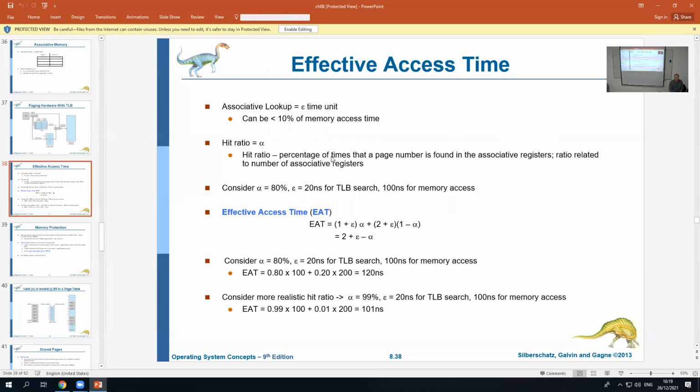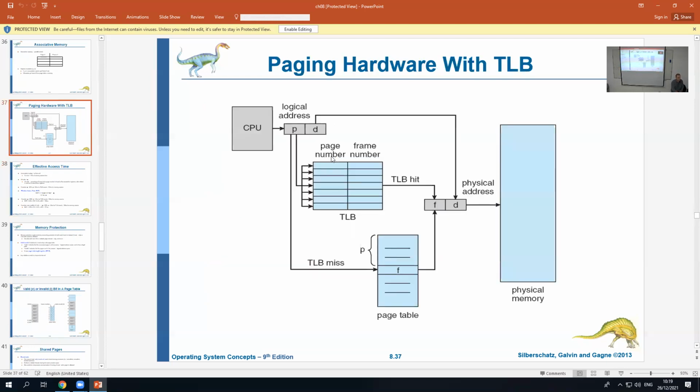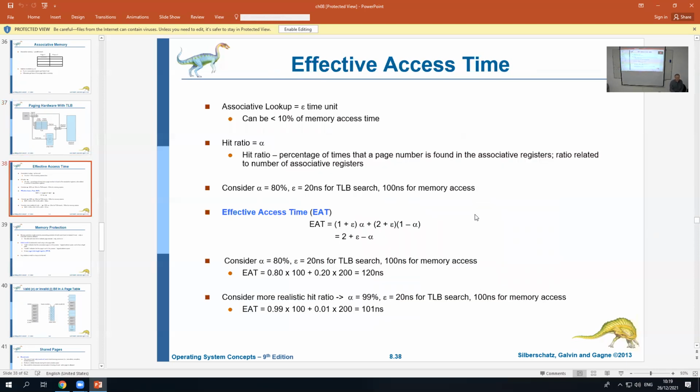This is just simple algebra here. We're just talking about what the effective access time is. If you look at this picture, sometimes the access time will be the time it takes to get it from the TLB and then read. And sometimes it'll be getting it from the page table and then writing it to the TLB, so it'll be longer. When we talk about effective access time, what we mean is average. On average, how long does it take us to get a particular piece of memory?